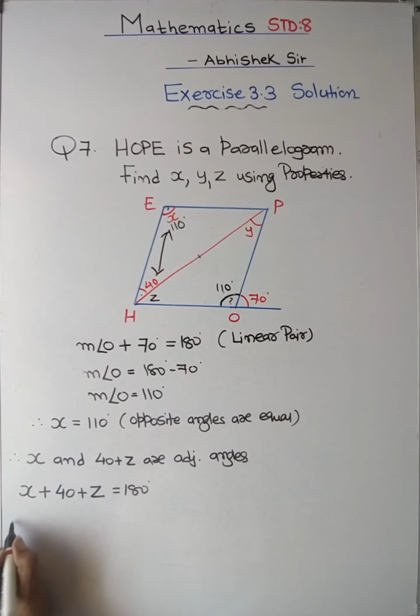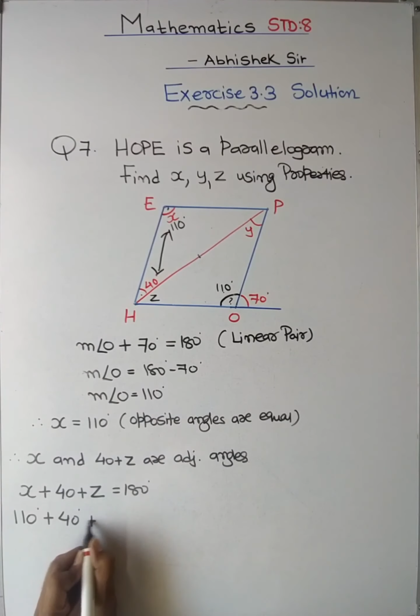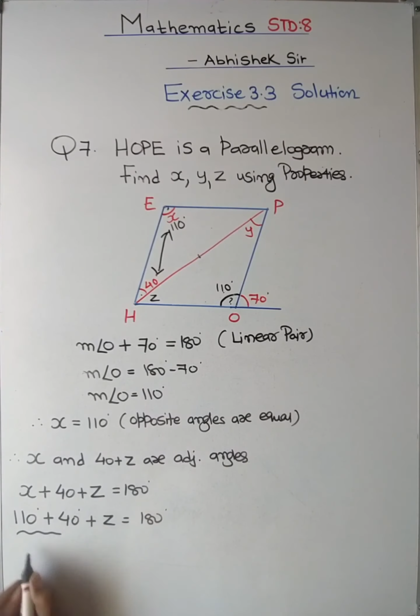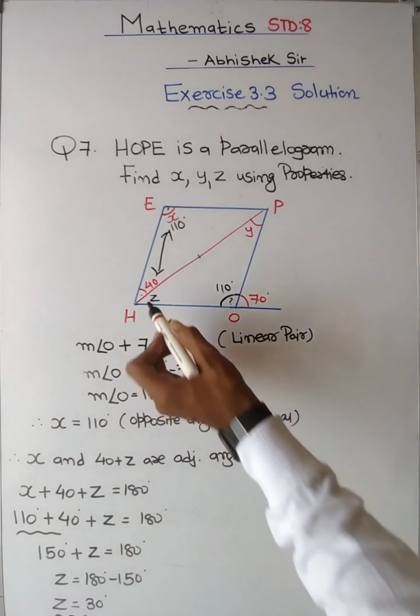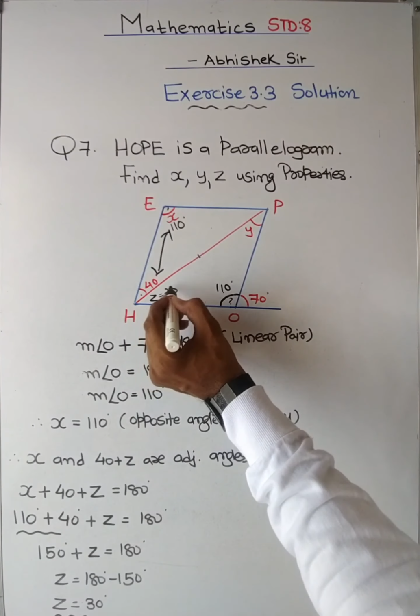What is the value of x that we have got? 110 plus 40 plus z equals 180. So adding these two, we have got 150 plus z equals 180. So z equals 180 minus 150, and finally the value of z is 30 degrees. So we have got z equals 30 degrees.